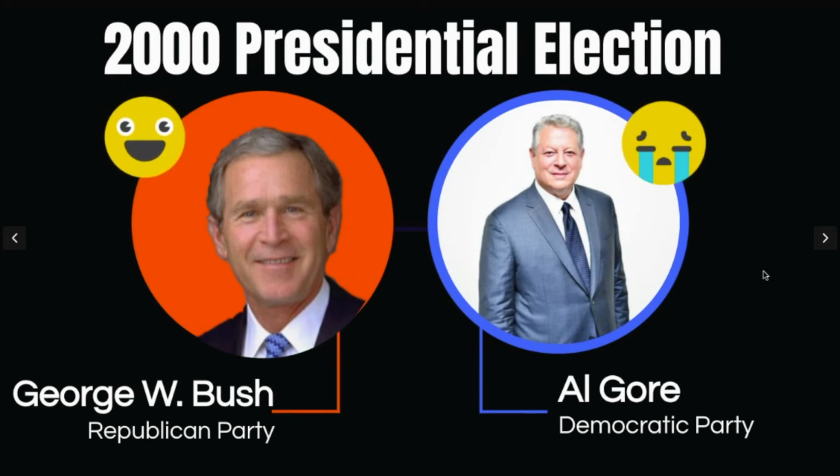In the end, the 2000 election resulted in George W. Bush beating Al Gore. Bush would be reelected in 2004 and served 8 years as president.